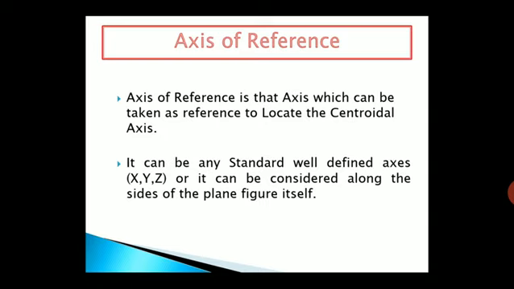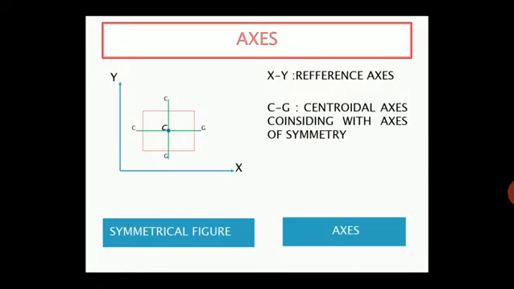Now this sketch here, which I have put, is just an example where we can recognize the different axes. Your x and y axis are your standard axis, which are your axis of reference. Now CG, which is marked and shown in green color, is your centroidal axis. Now the figure taken is rectangle in shape.